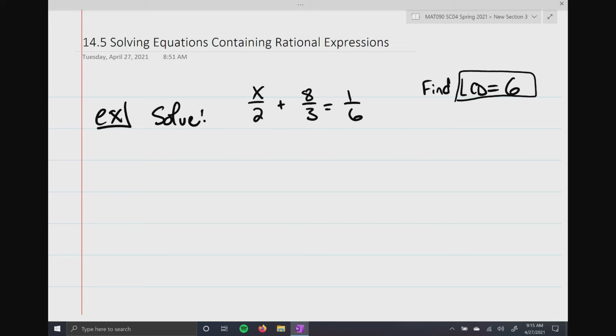So this LCD of number 6, like we found the LCD. We're solving the problem x over 2 plus 8 over 3 equals 1/6. Why do I have to find the LCD? So that you can add, so you make all denominators a 6. Okay, so I think that's a pretty good idea, but there's an easier way to do this.